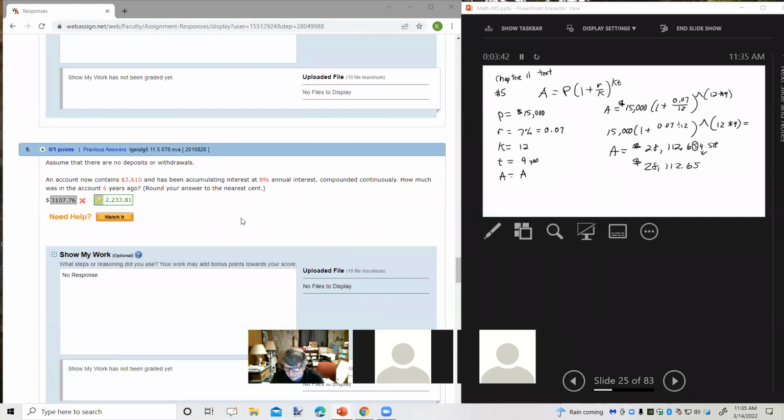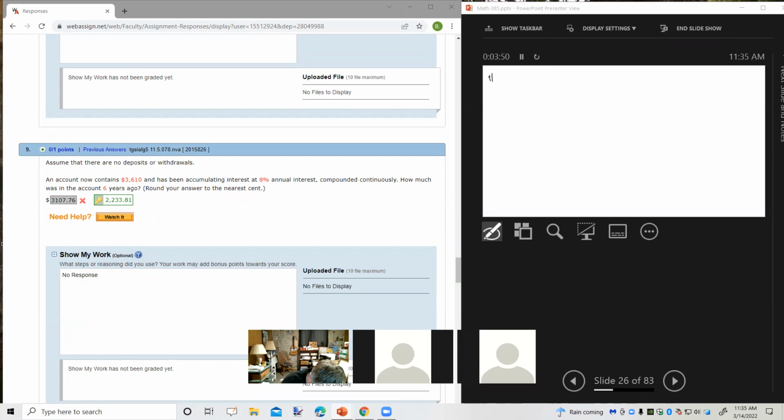Now, problem number 9, here compounded continuously. So here we're going to use that other formula. Okay. So this is number 9. An account now contains $3,610 and has been accumulating interest at 8% annual interest, compounded continuously. How much was in the account 6 years ago? So first of all, because it's compounded continuously, we're going to use this formula. Second of all, this is going into the past. We know what it contains now. How much was in the account 6 years ago?